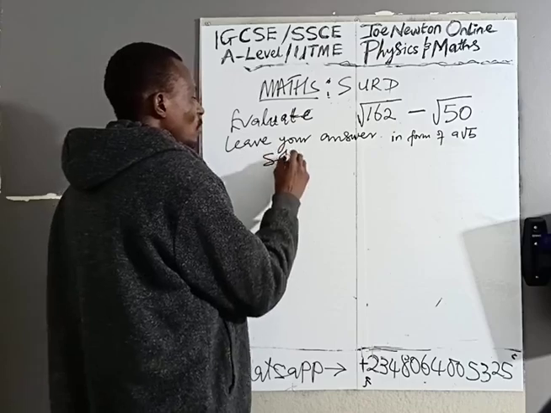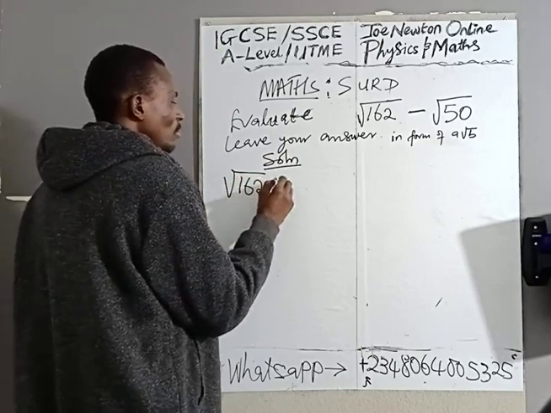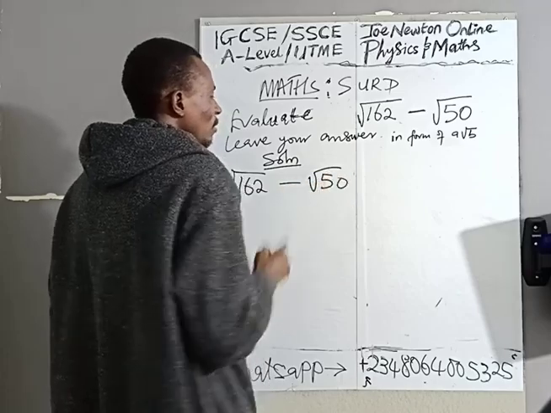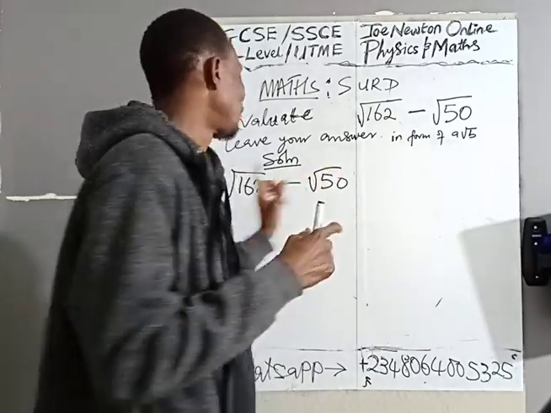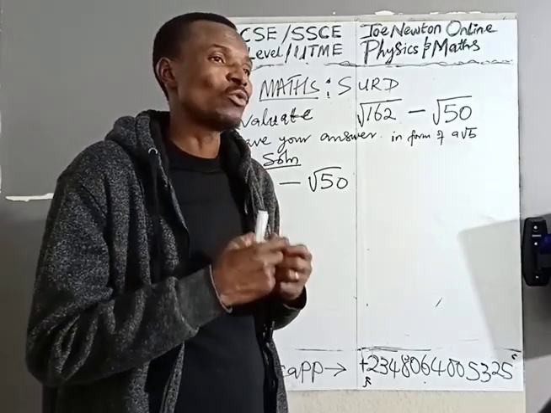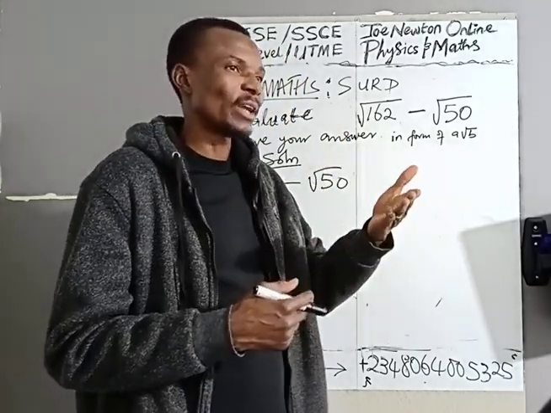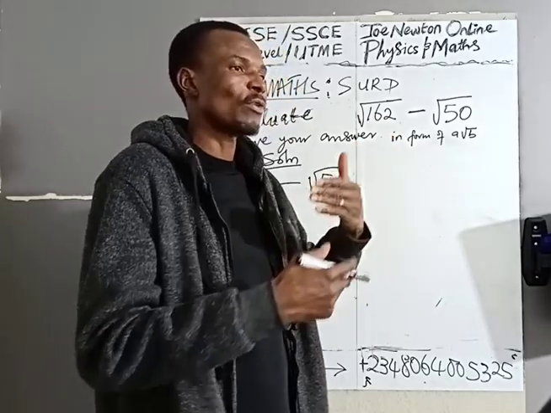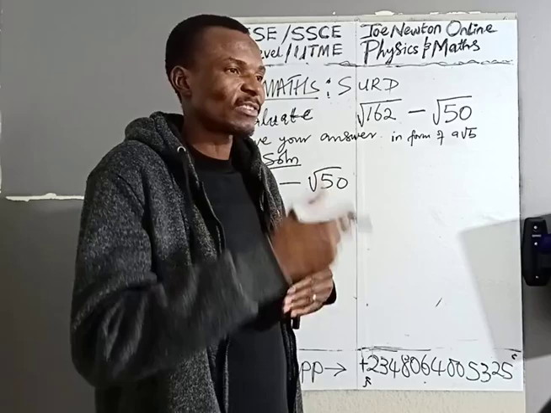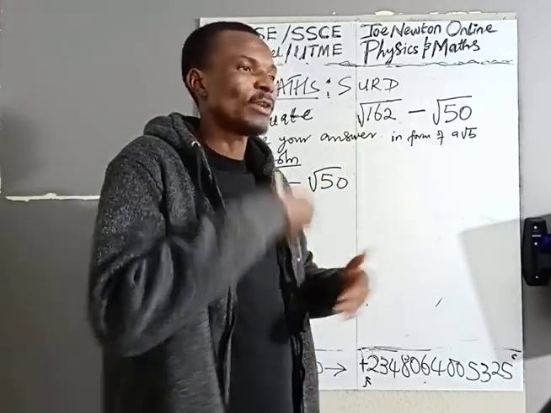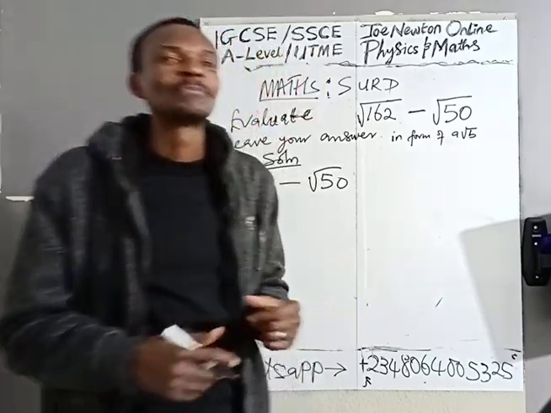In solving this, we have surd 162 minus surd 50. Good. Then you think of two factors of 162 so that one will be a perfect square. What do you mean by perfect square? A perfect square is a number that you can multiply by itself to get it. 4 is a perfect square because 2 times 2 is 4, that is 2 raised to the power 2. 9 is a perfect square because 3 times 3 is 9. Then 16, 4 times 4 is 16. 25, 5 times 5 is 25. These are perfect squares. Okay, good.